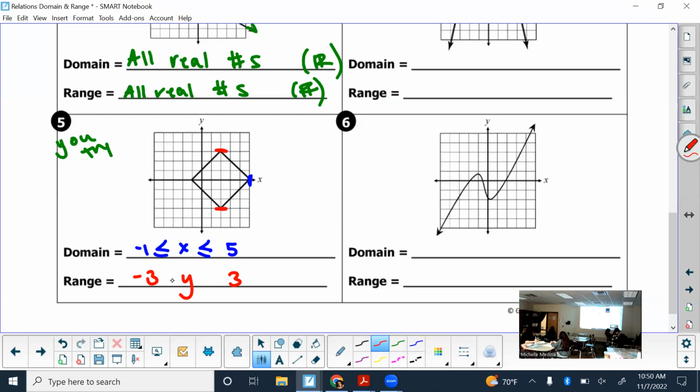What letter do we use for the range? What symbols will go in between? Less than or equal to. As long as I put the smaller number on the left and the bigger one on the right, it'll always be less than or equal to. Okay, questions on that?